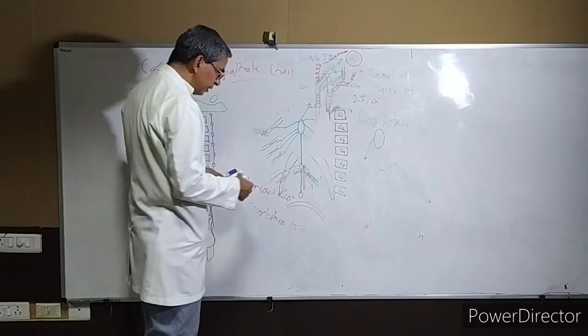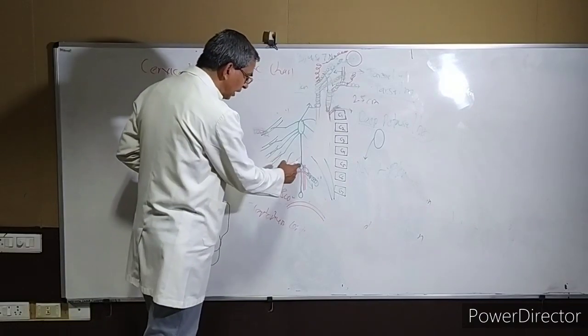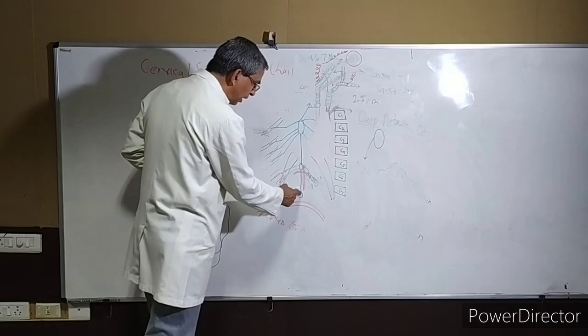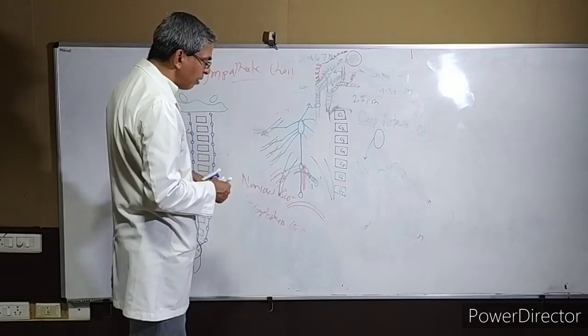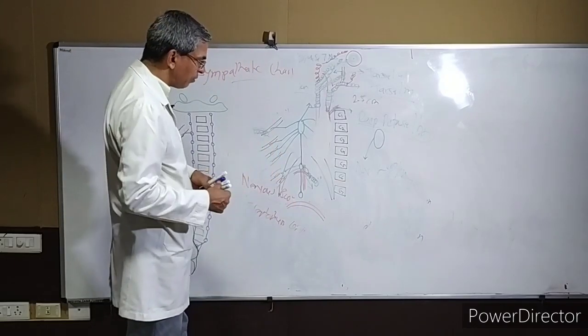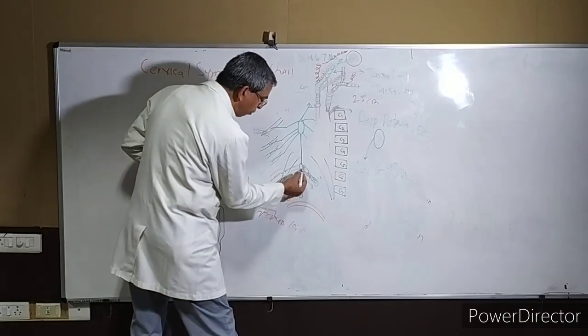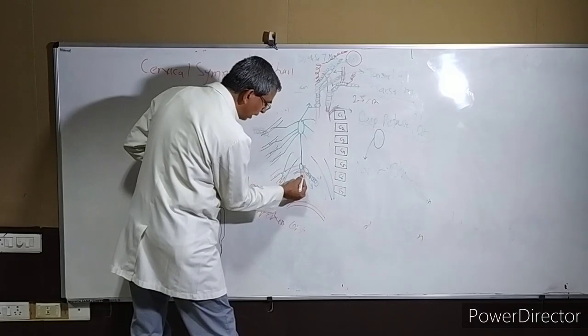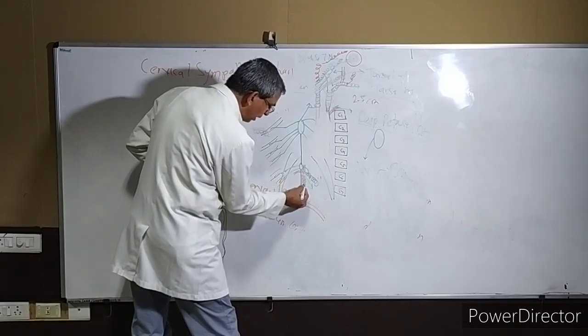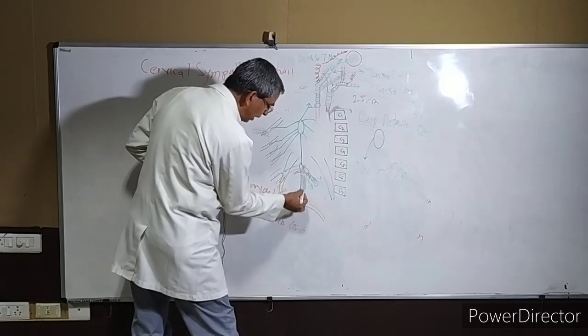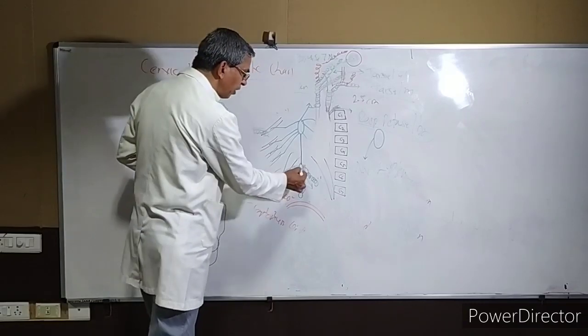Now, what is important here is that the middle cervical ganglia is connected to the inferior cervical ganglia by two types of fibers. One is the posterior fiber, one is the anterior fiber. The posterior fiber arises from the middle cervical ganglia, winds around the first part of the vertebral artery, and then connects to the inferior cervical ganglia. These are the posterior fibers.